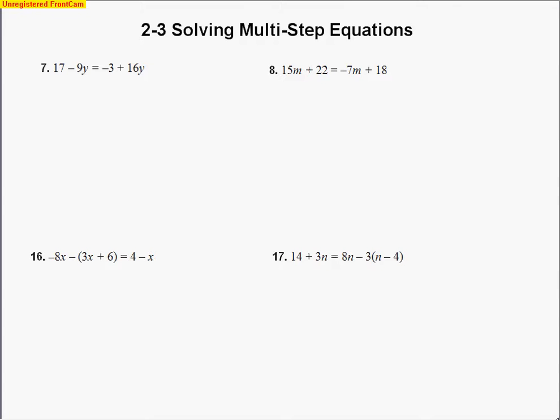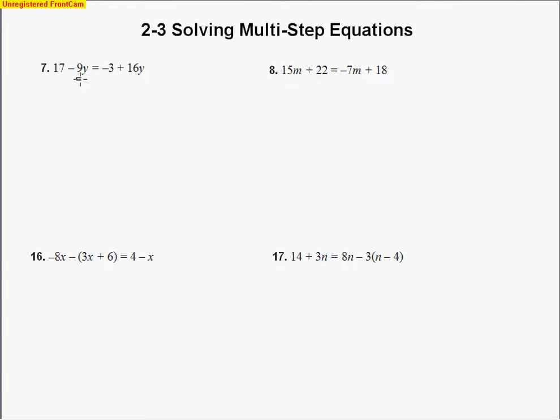This is the tutorial for Chapter 2, Section 3, and we are on day number 1 here. So let's take a look at our first problem, and it says that we have 17 minus 9y equals negative 3 plus 16y. So what I want to do is get the variables onto one side.